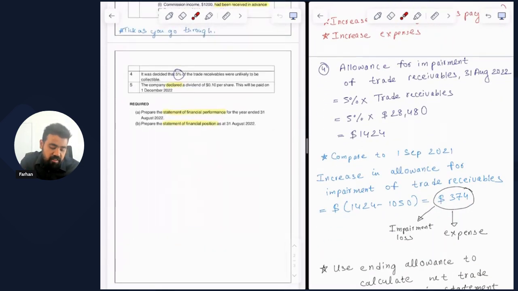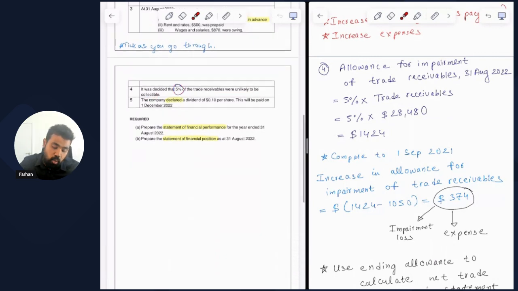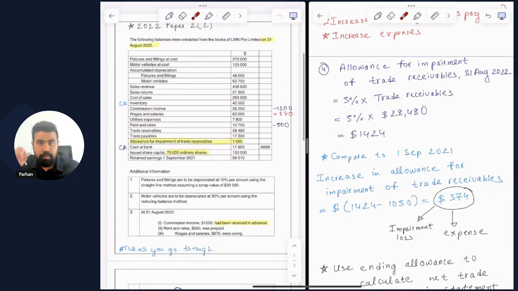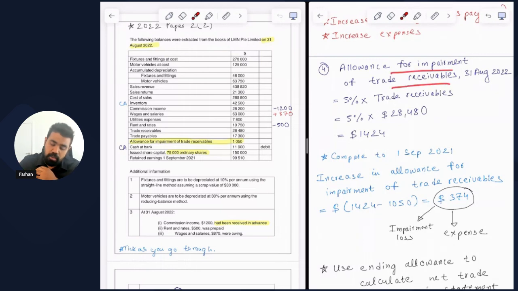It was decided that 5% of the trade receivables were unlikely to be collectible. All right. So here what we're doing is calculating the allowance for impairment of trade receivables at the end of 31 August 2022. Now, how do we calculate this allowance for impairment of trade receivables? We take the given percentage and multiply with the trade receivables. So the given percentage is 5, as you saw, and the trade receivables we have is $28,480, which is what you can see here. So trade receivables of $28,480.